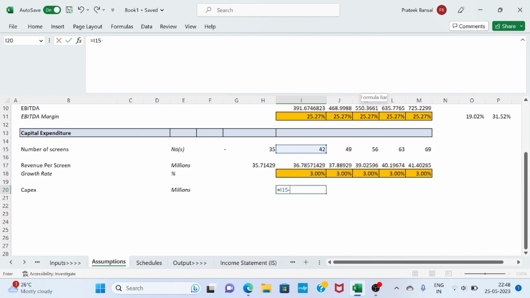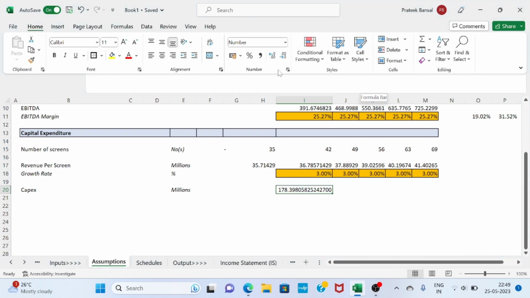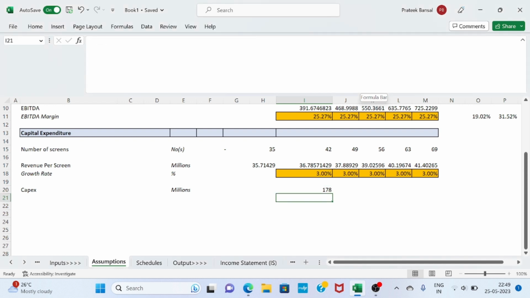Now we need to calculate the addition part, how much the company has purchased in fiscal year 23, this much, and if we multiply this with 25 in order to calculate our absolute figure in millions, how much capex, capital expenditure, the company has spent in order to increase its screens from 35 to 42, right? In this way we can calculate our capex for the future years, and this will be in millions. All right, this is the capex.